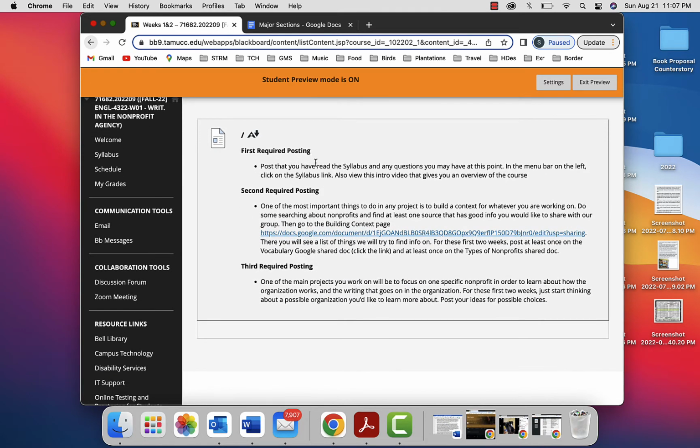So your first posting is just to read the syllabus and say that you've looked at that. The third posting, I'm asking you just to think about what nonprofit you want to look at for your own individual, the specific one that you look at. And this is just thinking. Right now, we're just starting to think and plan. So we'll do a lot of planning here at the beginning, and then we'll get into working on projects, exploring your nonprofits.